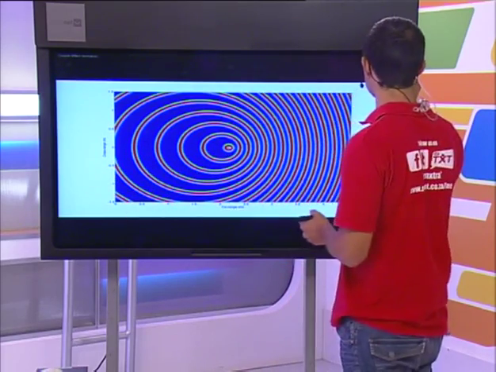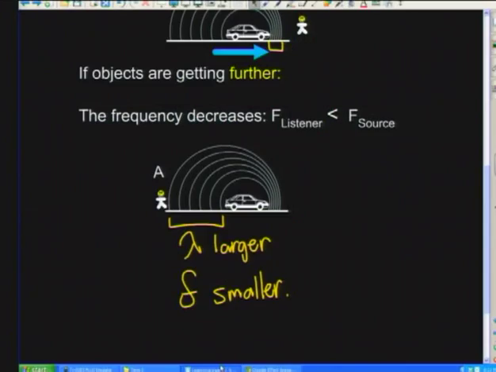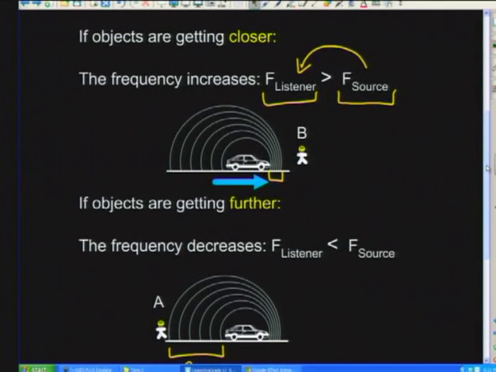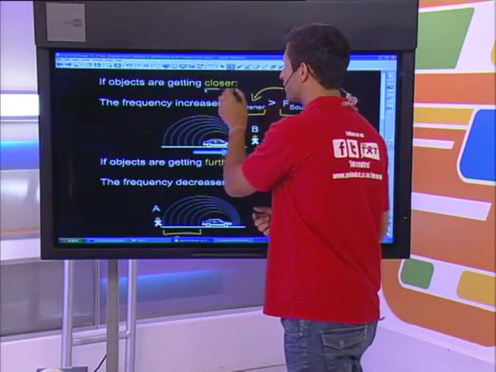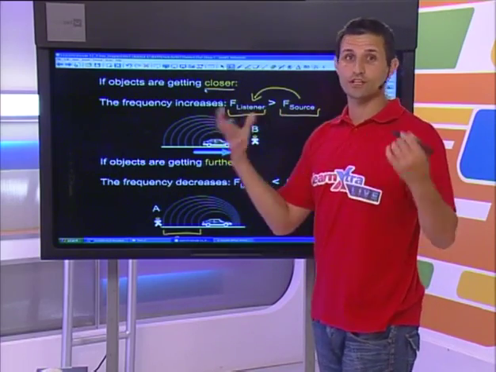So let's just go back to our summary. We've got our lovely summary over here, which says that objects which are getting further apart have a lower frequency. Now let's make the same summary over here. The frequency increases when objects are getting closer. And this is really important. This is the first step to solving any Doppler question: when they get closer, the frequency will increase.